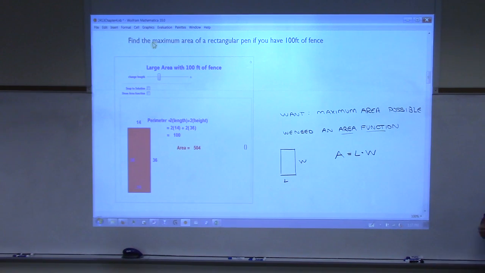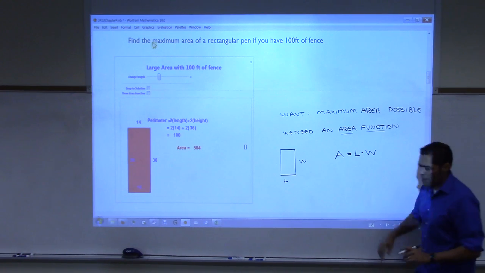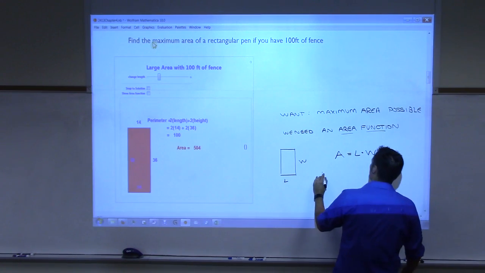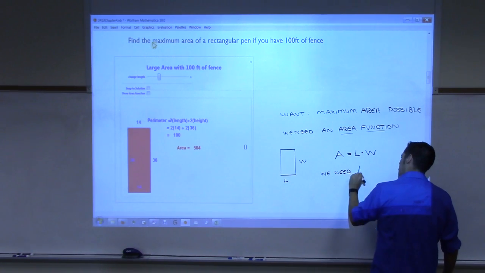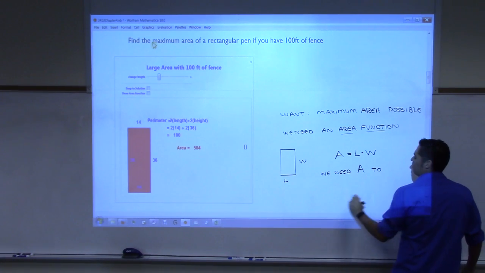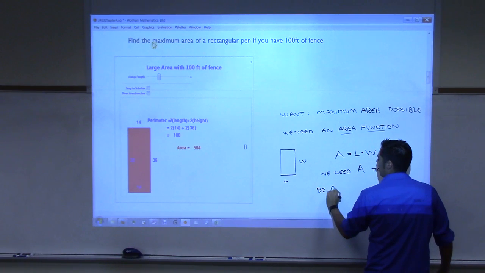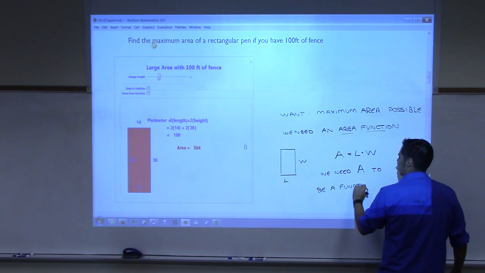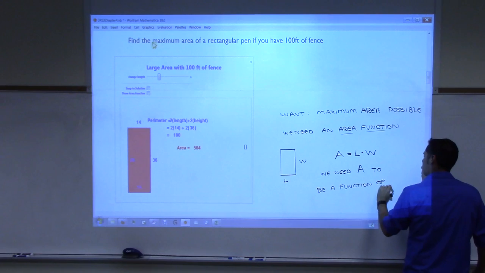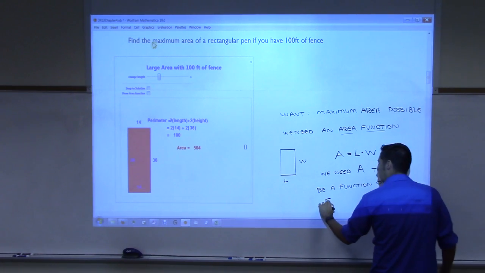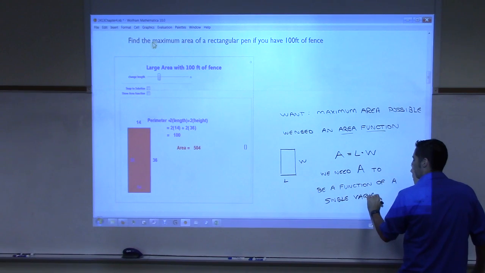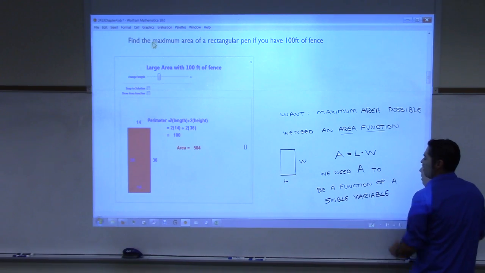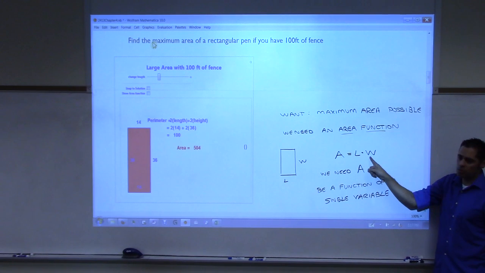All right? Now, I'm going to put below this, we need capital A to be a function of a single variable. Not two. I don't want area to be in terms of two variables. I want it to be in terms of one.